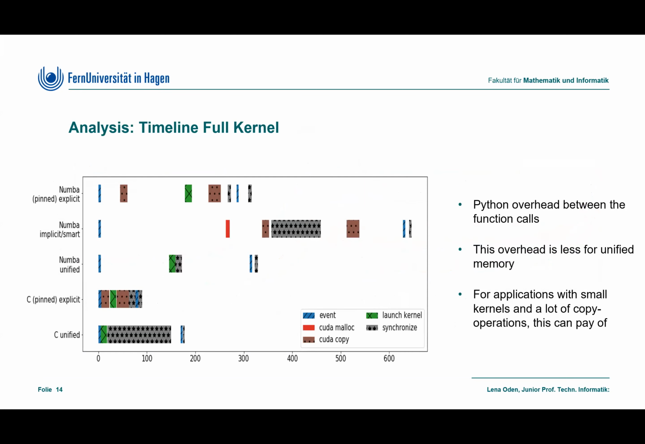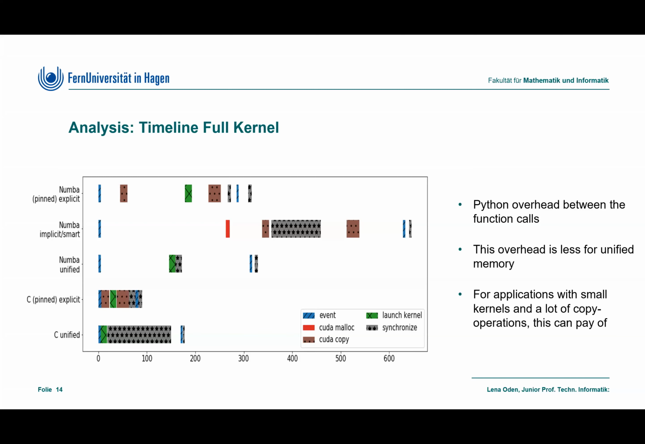So what I did then, I looked at a trace. So I looked at when what function is called. And on the bottom, you can see the functions called and what is called in C. So in C pinned explicit, you see you first have an event. I used events to measure the time. You have a CUDA copy, of course, because you copy the data. Then you launch a kernel, you copy the data back, and then you wait for synchronization. And all those functions are very, very close together.